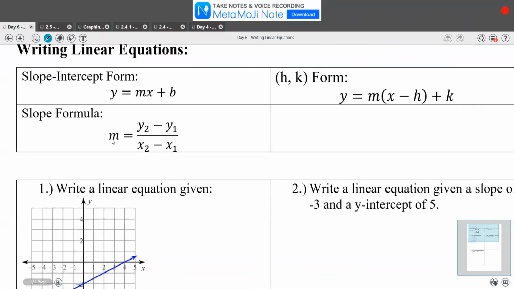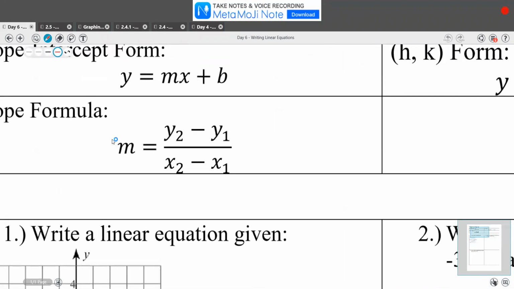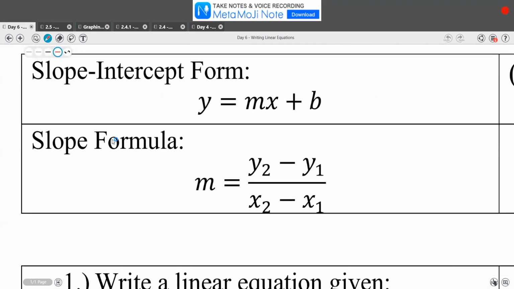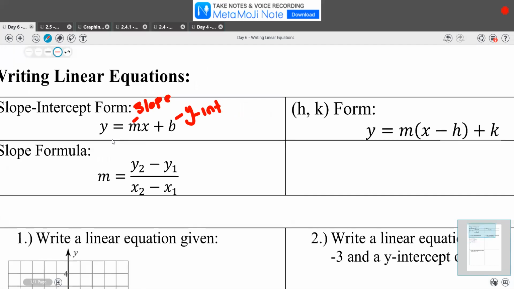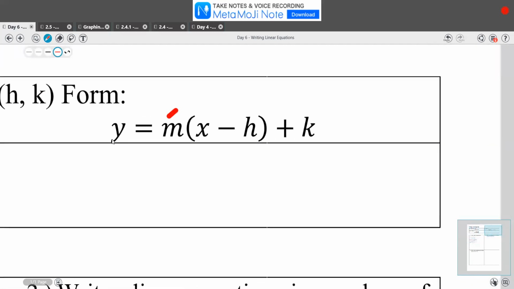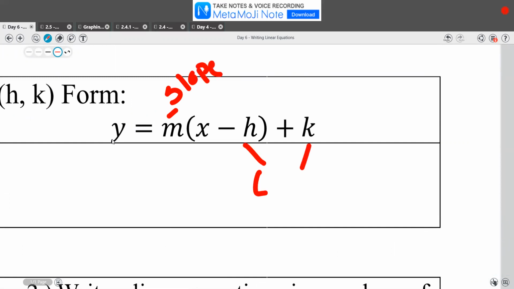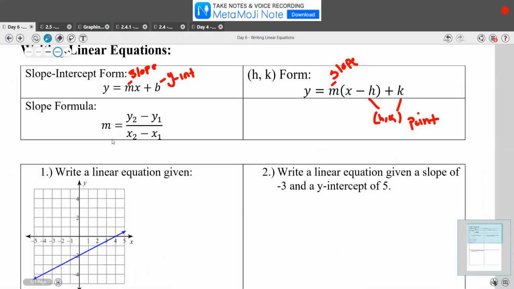Now, before we get started, let's take a look into what each one of those forms is giving us. Remember that in the slope-intercept form, the m is the slope, and the b, it's your y-intercept, okay? For your HK form, your m is your slope, and then your h and k, it's a point, a random point, all right? And then obviously the slope formula helps you find the slope.